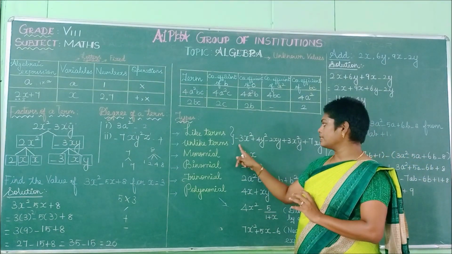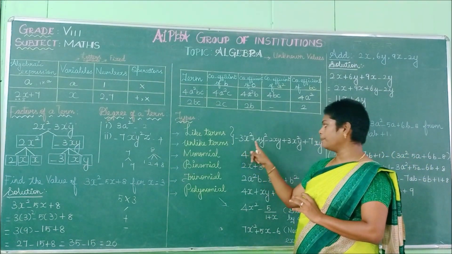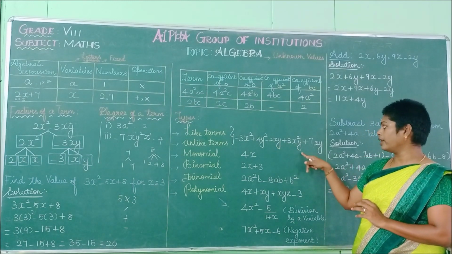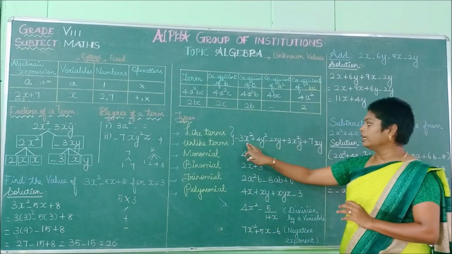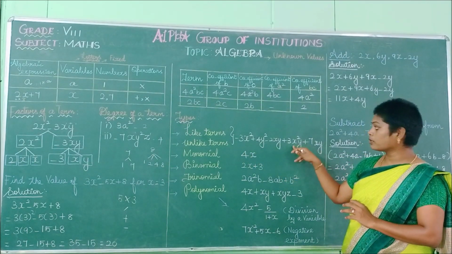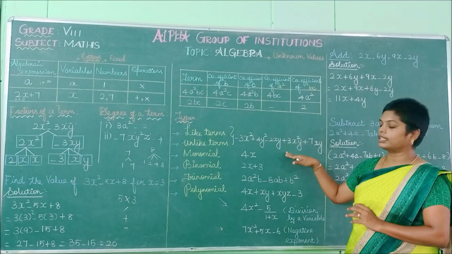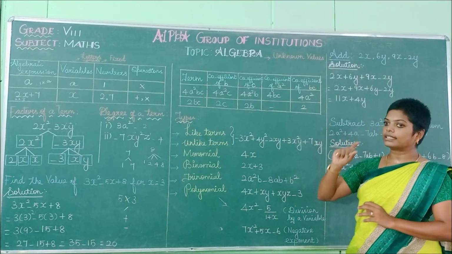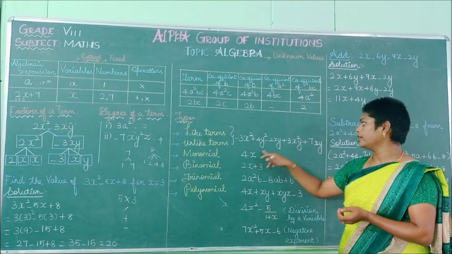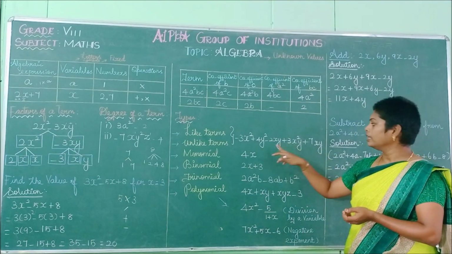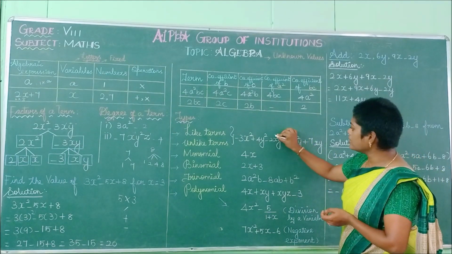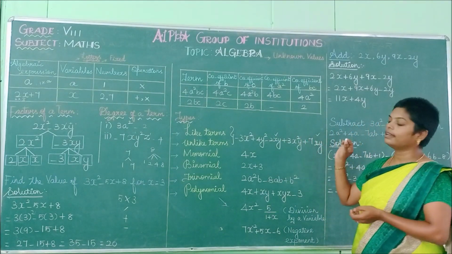So listen to this example. 3x squared plus 4y squared minus 2xy plus 3x squared y plus 7xy. Here x squared is present, but this term contains x squared as well as y. So you should not say these and these are same. Only x squared means you have to see the same x squared value. Here y squared, there is no y squared. Here xy, here also xy. So these two terms are called like terms.